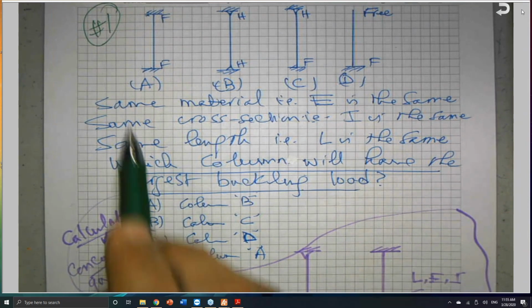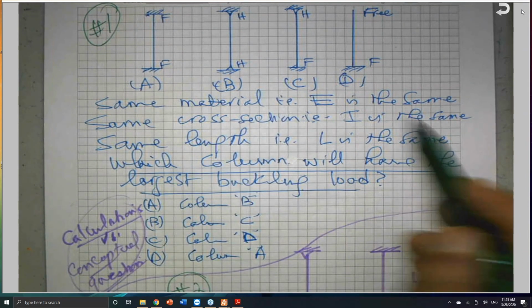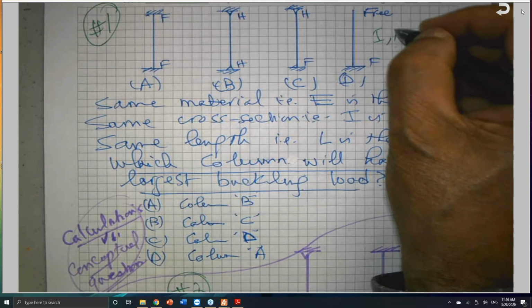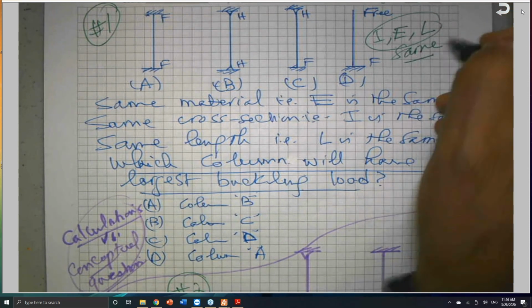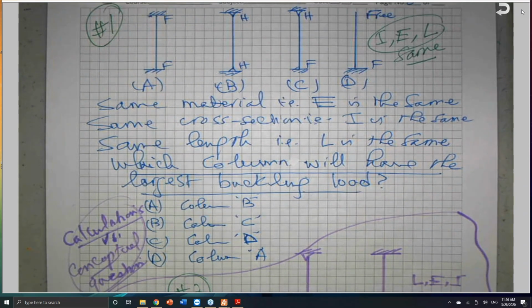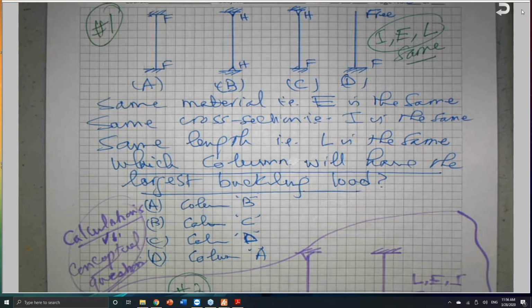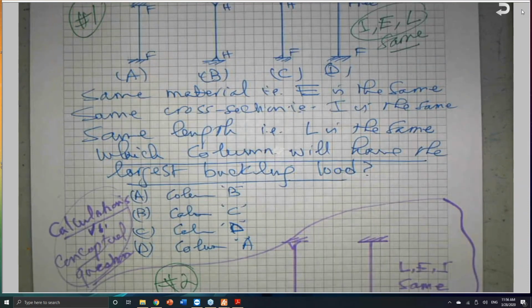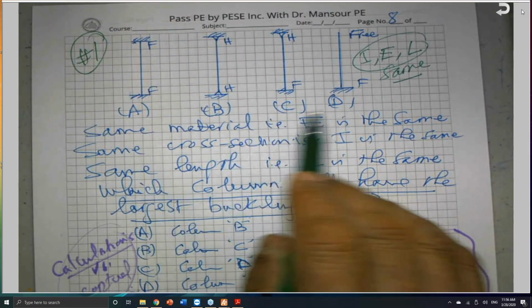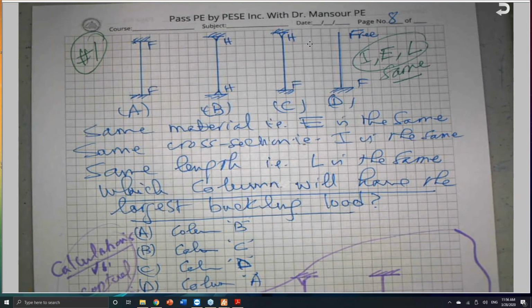So we have 4 columns that are identical as for I and E and L. This is same. Which column has the largest buckling load? Column A or B or C or D? Let us vote before we end this session.